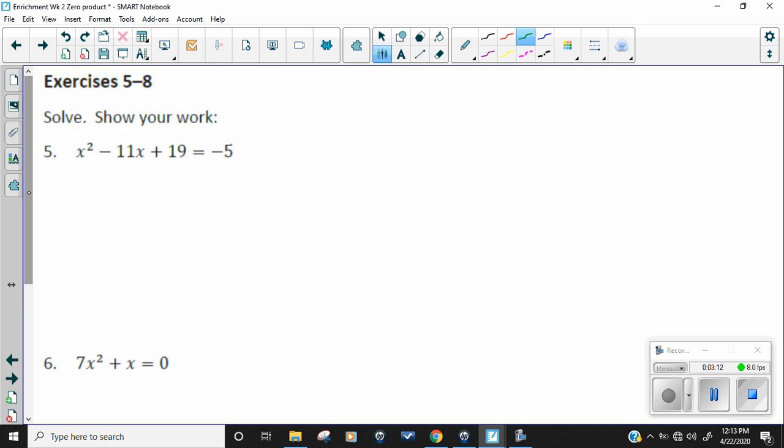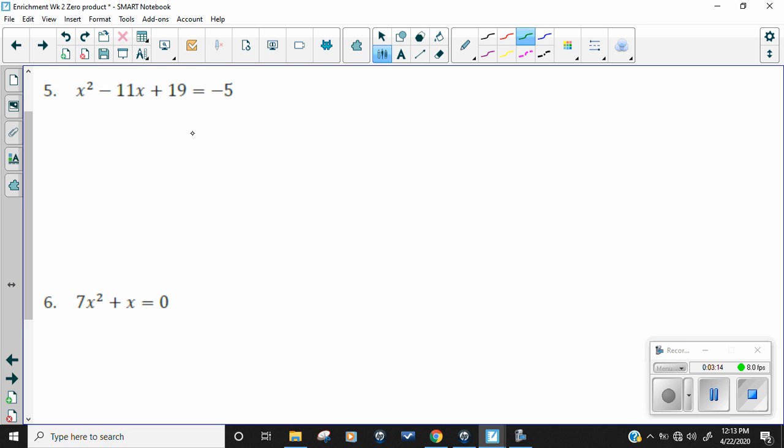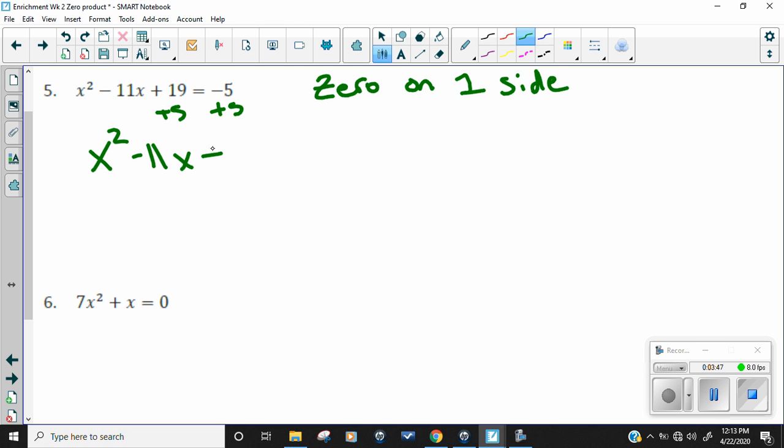Okay, so here are some to solve. Here we have a quadratic with a negative 5 on the right side. Remember, you want to have 0 on one side of the equation. So this is a negative 5. You just can't ignore it or get rid of it. What you have to do is add 5, so you get 0 on this side and add 5 here. So you get this quadratic, x squared minus 11x plus 24.